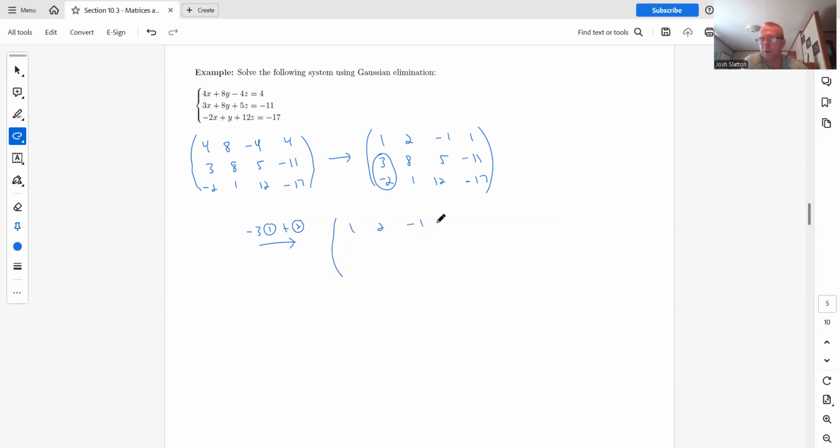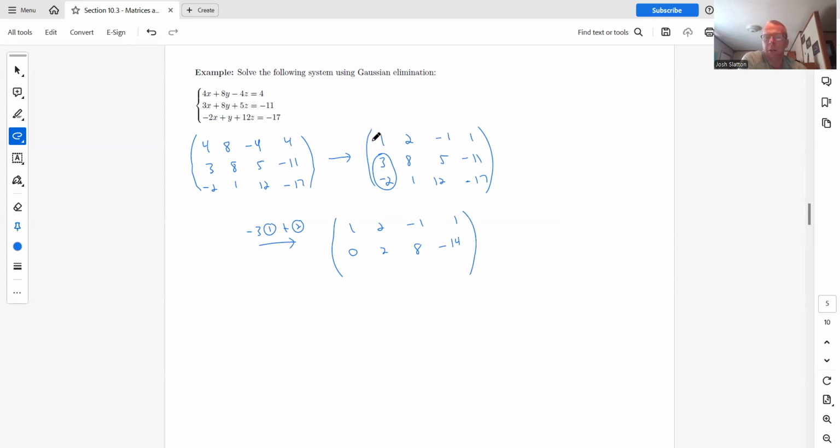We're going to adjust row 2 and we're going to adjust row 3, but I would suggest working on row 2 for now and then row 3. So -3 times 1 plus 3 would give us 0. -3 times 2 plus 8 would give us 2. -3 times -1 plus 5 would give us 8. -3 times 1 minus 11 would give us -14.